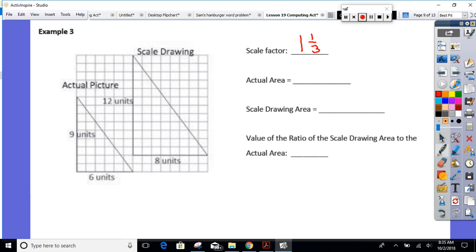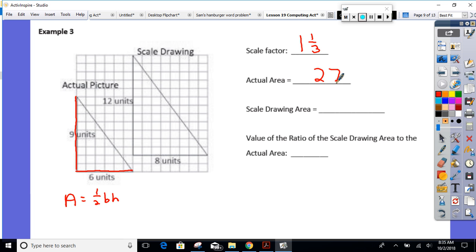Okay, so for a triangle, let me write that area again. Area equals 1/2 base times height. So this is the base of the triangle. This is the height of the triangle. So you're going to take 6 times 9, which is 54, and then half of that would be the area of the triangle. 27, good. So the actual area is 27.